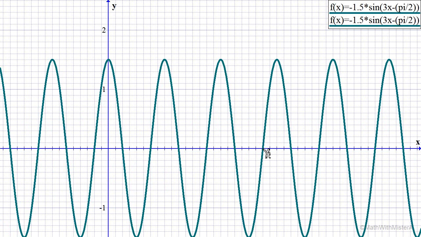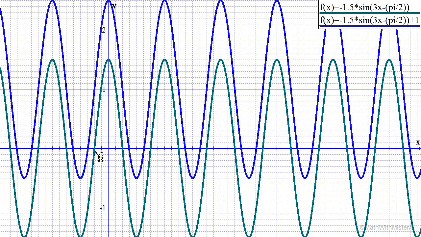We only have one transformation left, the plus 1 at the end, and that's our vertical shift. So every point is now being shifted up one full unit. Where my peaks are at 1.5, now they're at 2.5. The valleys, which were at negative 1.5, have been shifted up 1 to negative 0.5. And my intercepts here at 0 now are seen here on this line at positive 1.